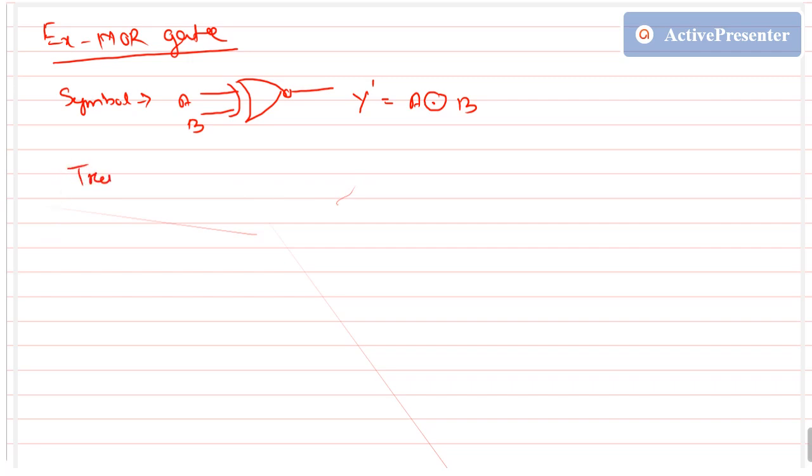Then your truth table. What is the truth table for this? I'll write here input A, input B, and your output Y dash. Why I have written Y dash here, I will explain that. Now the input combinations are 0 0, 0 1, 1 0, and 1 1, and here the output will be 1 0 0 1.